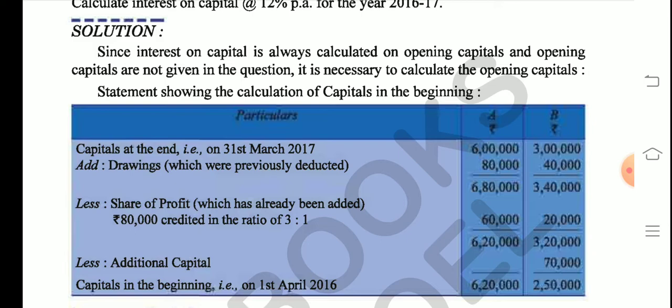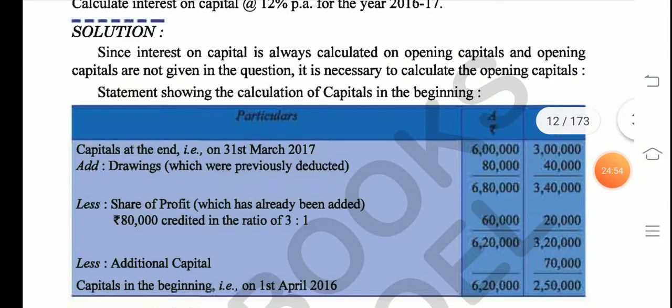As you have read the question, you'll be able to understand that the interest on capital is always calculated on the opening capital, and the question is not very clear about the opening capital, right? You students must all understand this: the interest on capital is always calculated on the opening capital, but in this question the opening capital is not given to you. What is given to you? The closing capital.